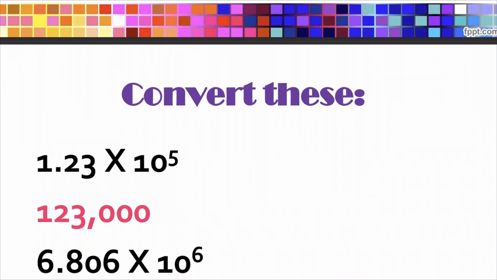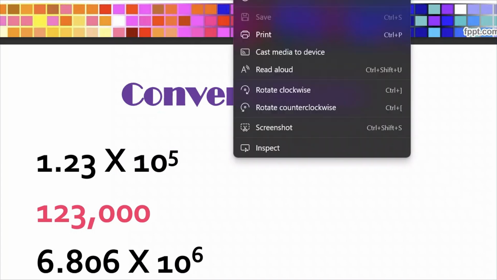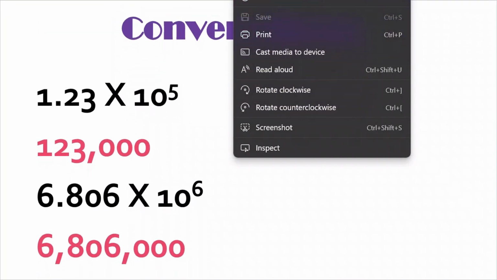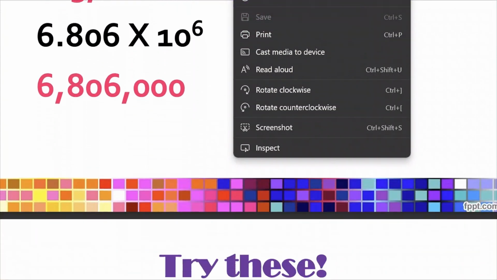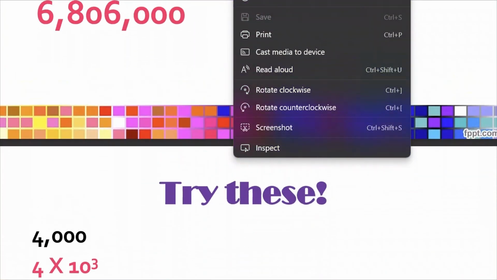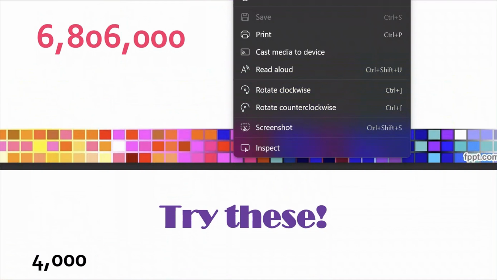Now this one. Remove the decimal. It should be 6806. The exponent of 10 in this number is 6. And 3 digits after 6 is 806. Therefore, my answer should be 6806 and 3 zeros. Clear? Now try this one. 4,000, easy.